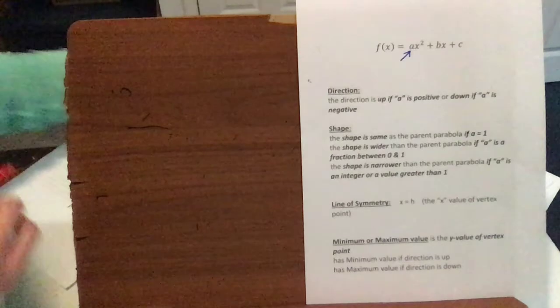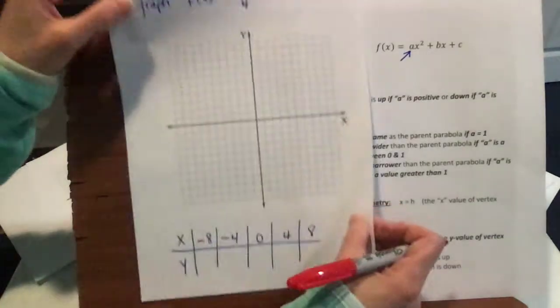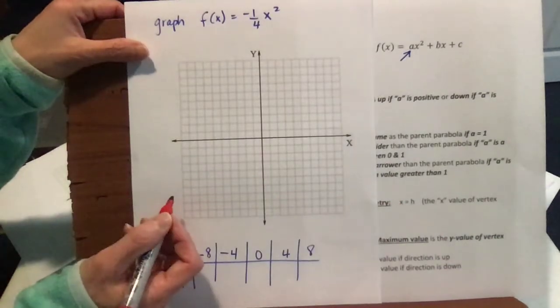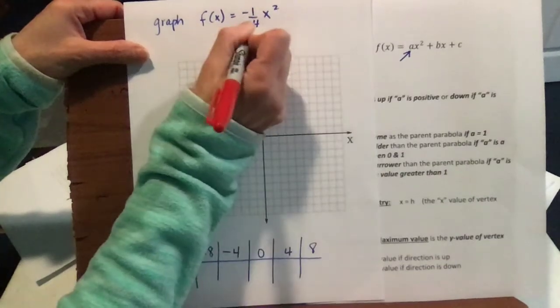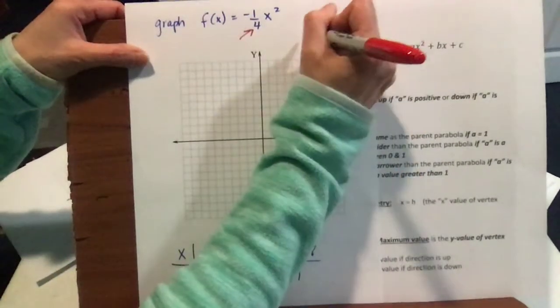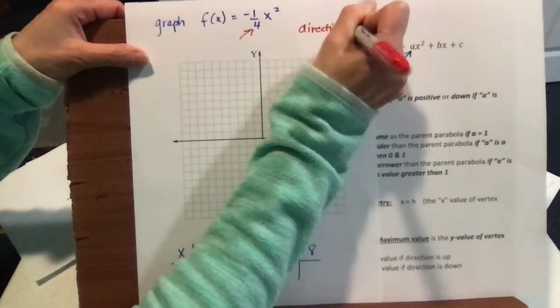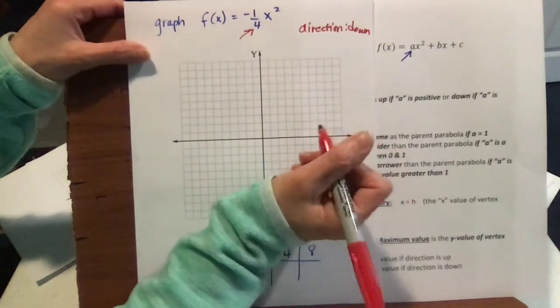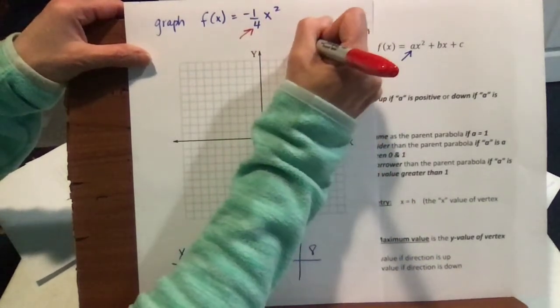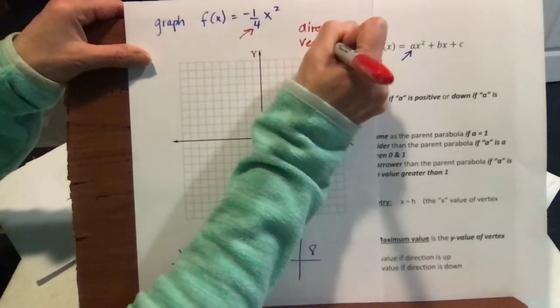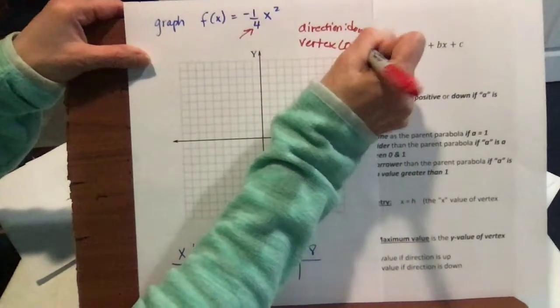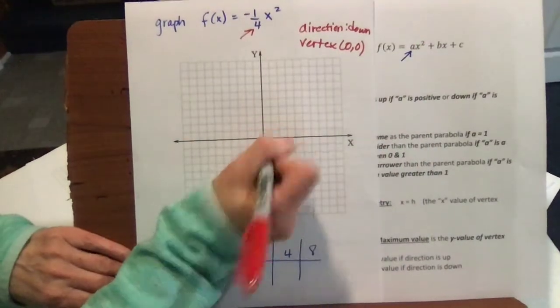And let's try one more, tricky. Okay. And we have an a value of negative 1/4. So since the a value is negative, the direction is down. And because we have nothing added or subtracted after x squared, the vertex is 0, 0. And now let's start graphing.